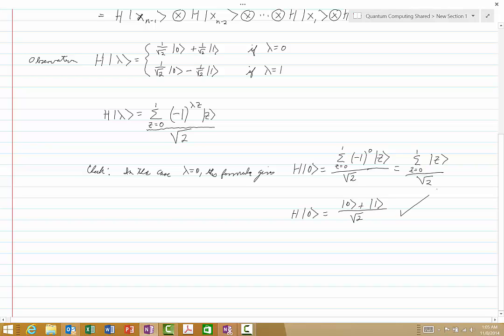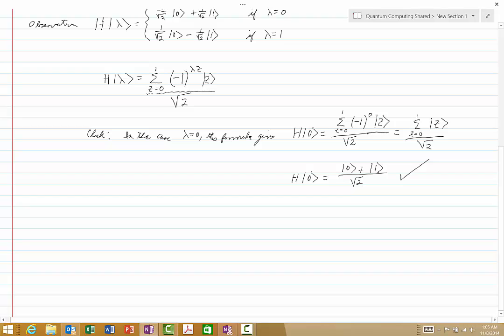So this formula does indeed work when lambda is equal to 0. And now let's check it for lambda equals 1. So in the case lambda equals 1, this formula gives h of 1 equals the sum z equals 0 to 1 of -1. And now, since lambda is equal to 1, this is just -1 to the z power times z.